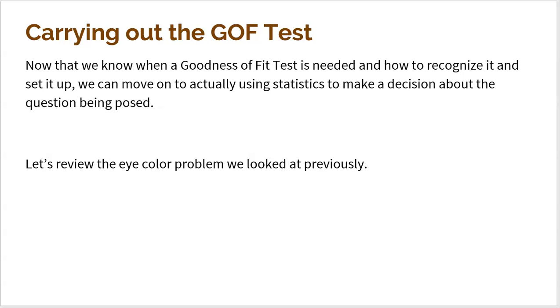All right, so now that we know really what a goodness of fit test is, when it's needed and how to recognize it, and how to set it up, we can move on to actually using statistics to make a decision about the question being posed. This is very similar to step 3 of our previous tests with proportions or means, which was to find the test statistic, right? To get that Z-score or T-score.